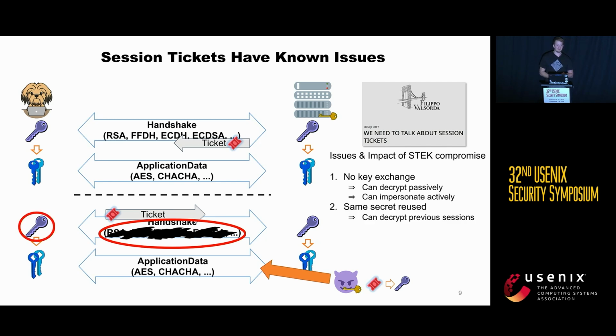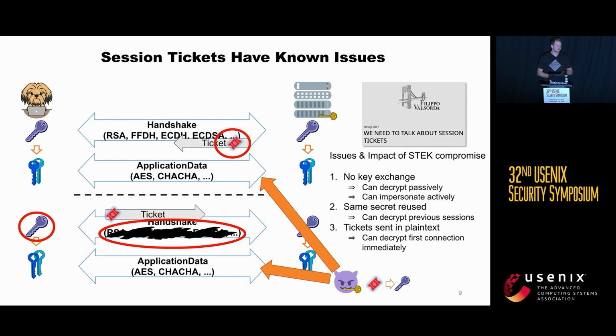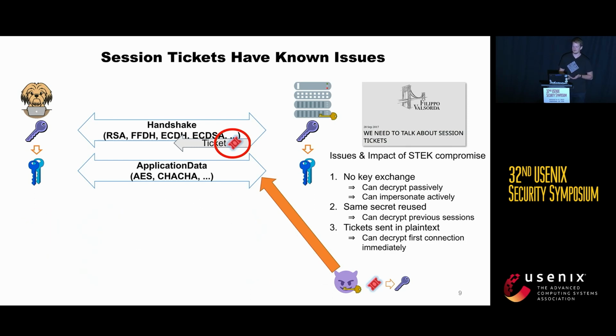Next, the same secret is reused. We reuse the same master secret, so if the attacker has the master secret of the second session, they also have the master secret of the first session and can also decrypt that, violating forward secrecy that TLS usually guarantees you. And the last issue is that the ticket is even transmitted in plain text, so the attacker doesn't need the resumption, but can decrypt the ticket in the first connection immediately and impersonate the server already there. So this is an issue.